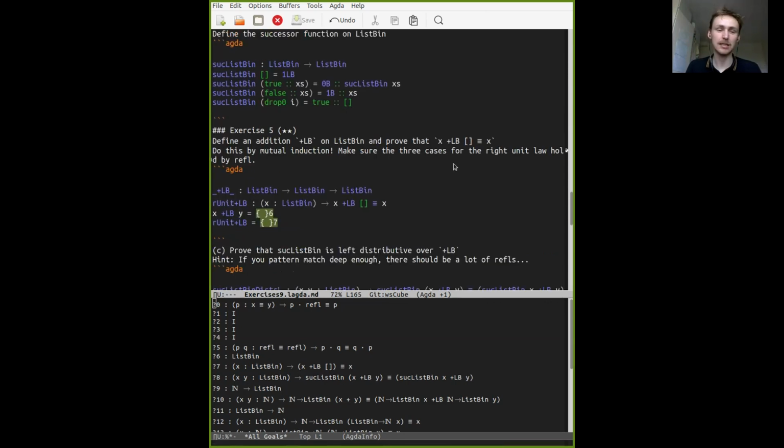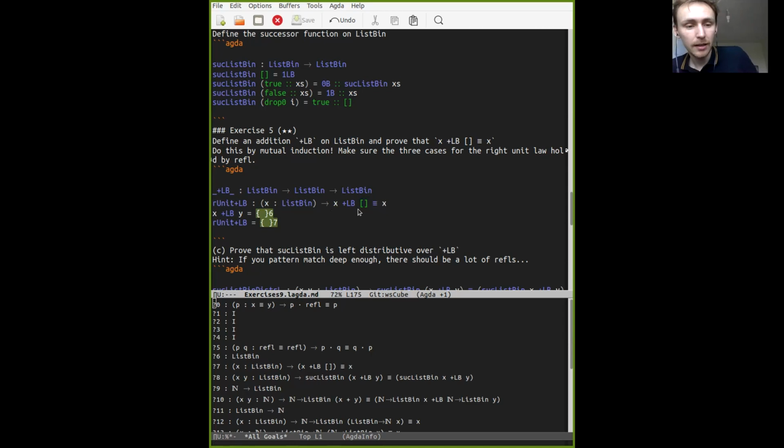Okay, so here's a harder exercise. Let's define addition of binary numbers. This is going to be really ugly, and also prove that this addition has a right unit law, saying x plus empty list is equal to x.